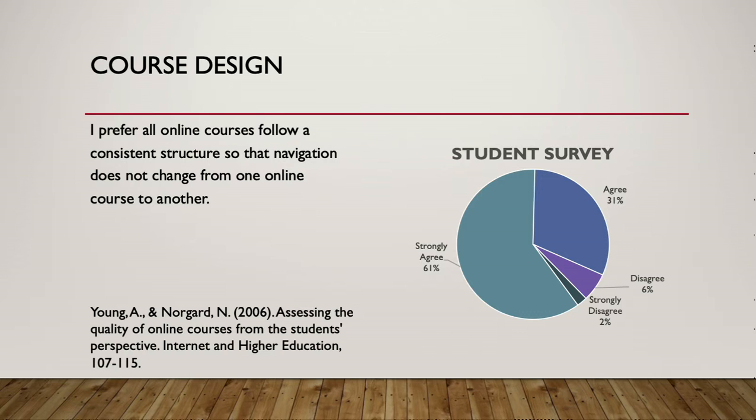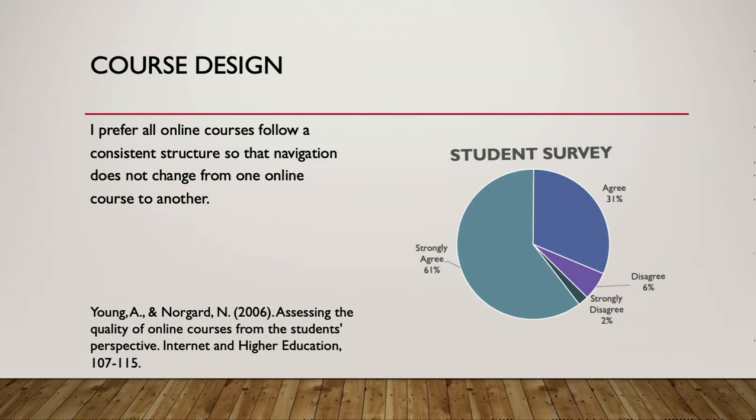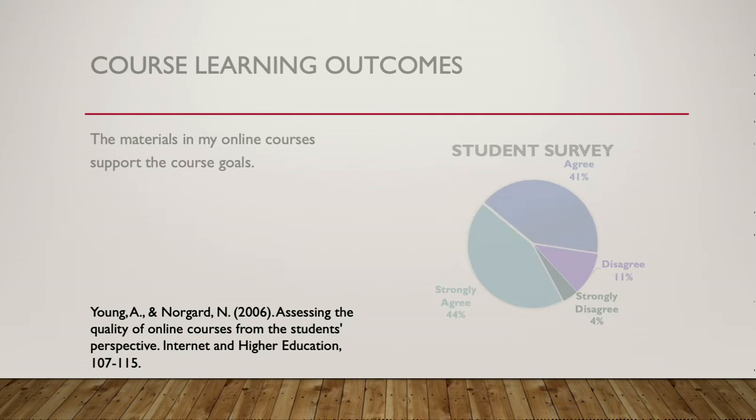So, what is important about all this? Well, I did a little research, and I found a study where students were asked if they preferred online courses to follow a consistent structure, and approximately 92% of the students queried agreed that a common structure across all online courses would be helpful for them. So it follows that consistency is ranked exemplary on the QCTIP scorecard.